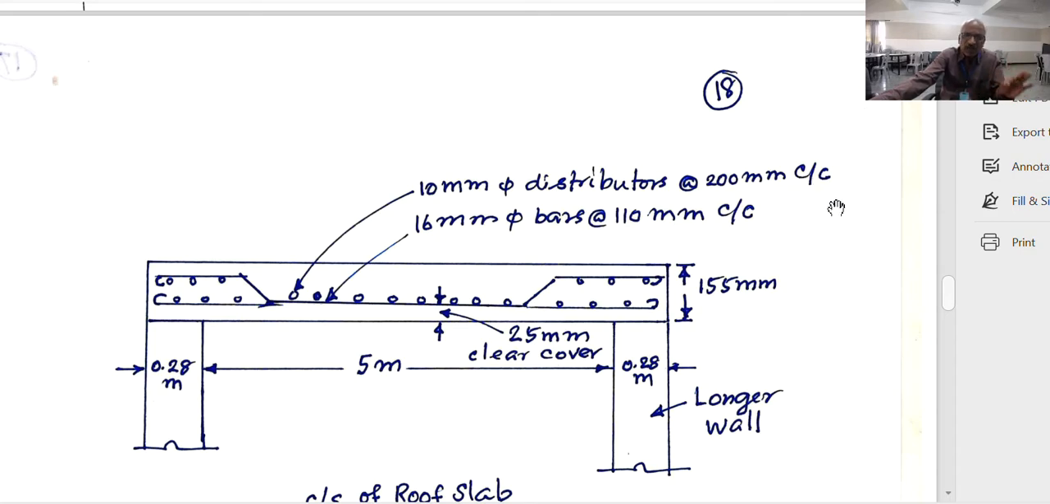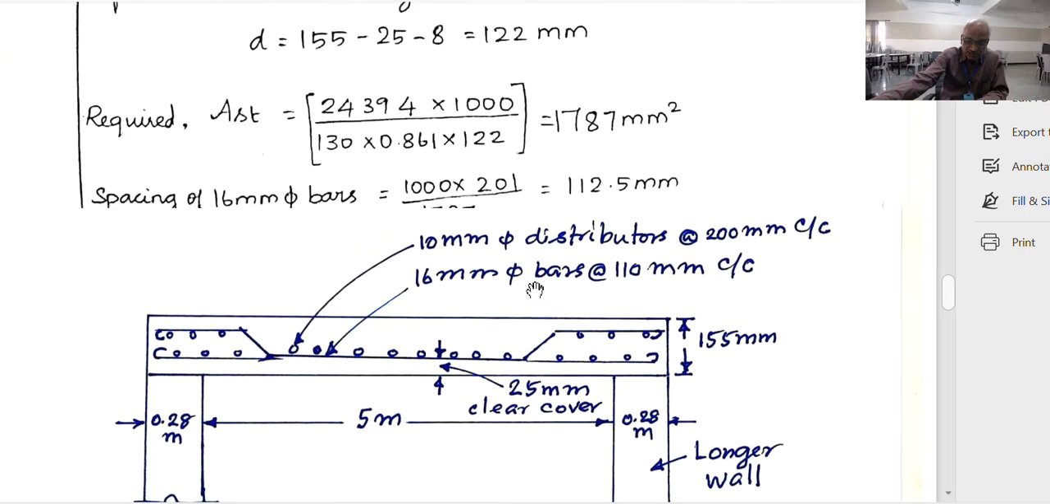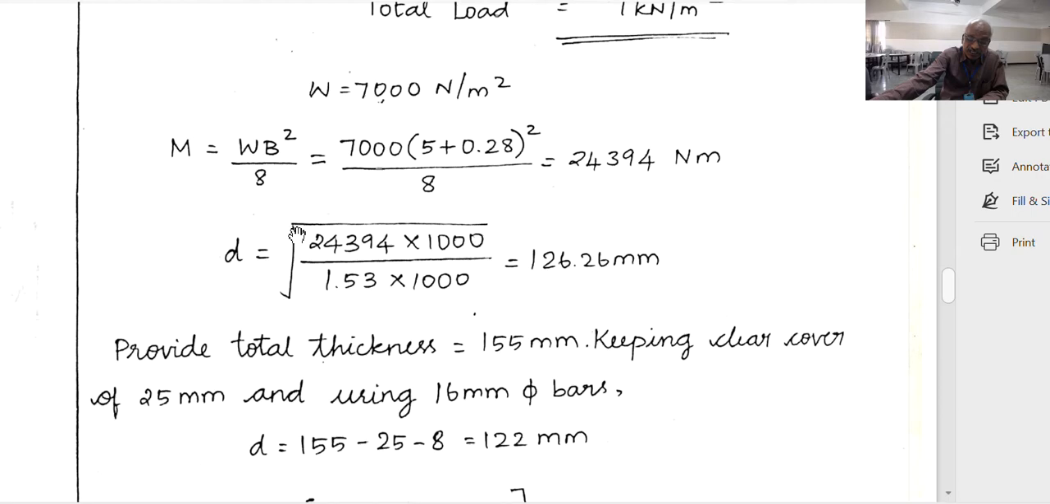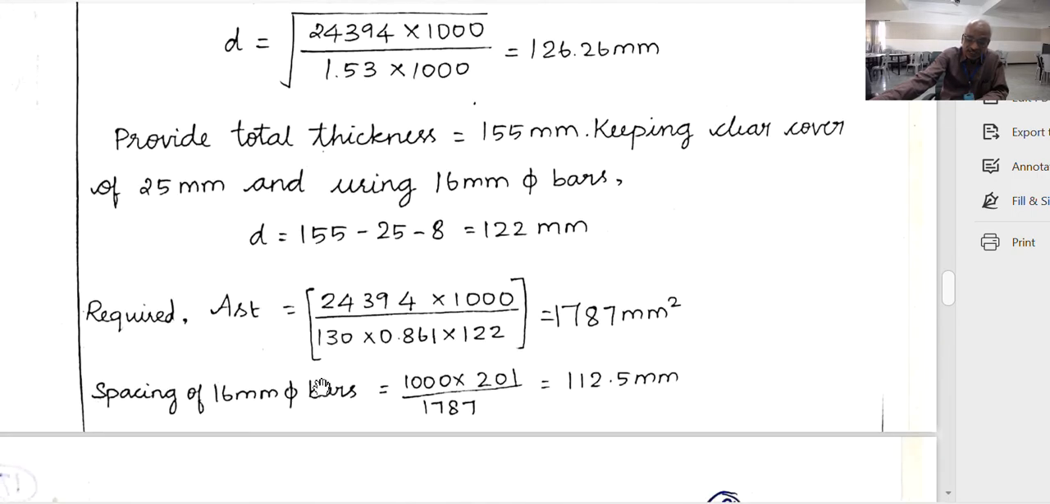So this is normal RCC design, a one-way slab, because capital L by small L is more than 2. So here there is nothing new to learn. This is only the usual design, excepting the stress. The stress here can be taken as 230, and also these constants, 0.861 and 1.53, can be worked out for normal stresses, because these values are meant for water tank design. The roof slab is not in touch with water, therefore that can be changed.